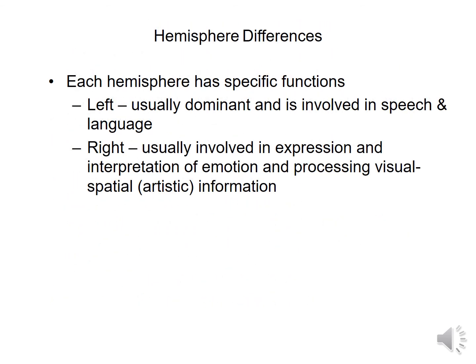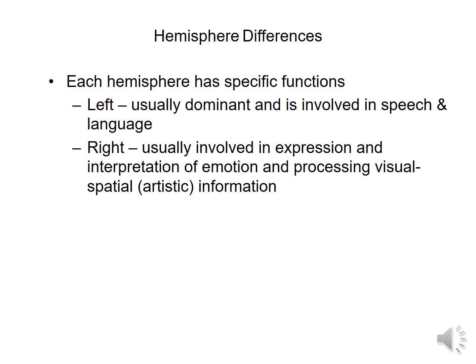We talked about the hemispheres of the brain. I mentioned earlier that the right and left hemisphere have different functions. The left hemisphere is typically dominant in people because most people are right-handed, and is involved in language, speech, and more of the mathematic functions. The right hemisphere is more the artist. It's involved in emotional expressions, visual and artistic processing.